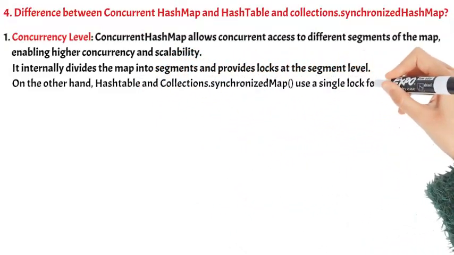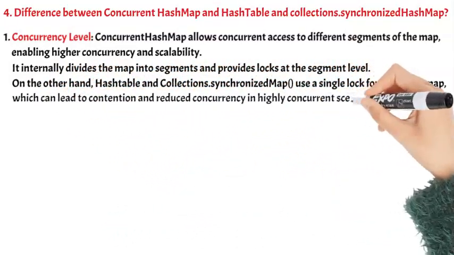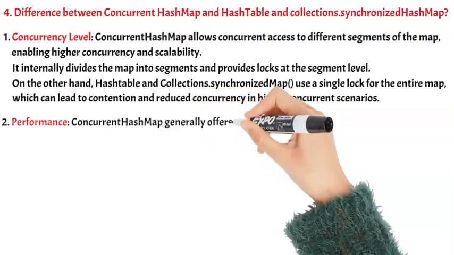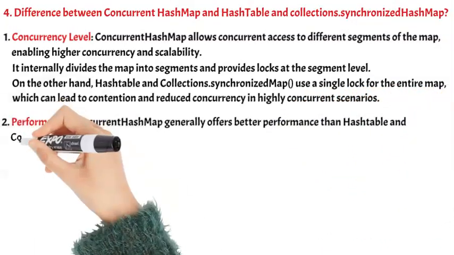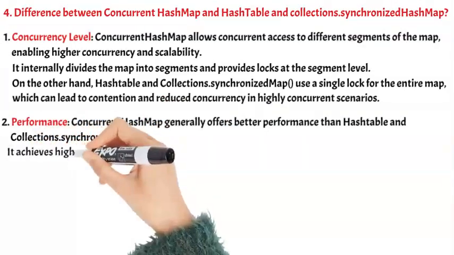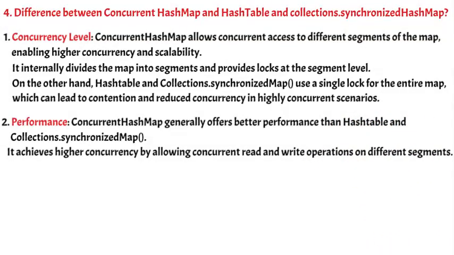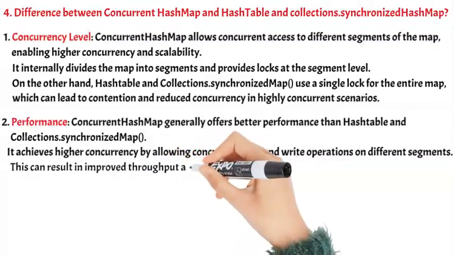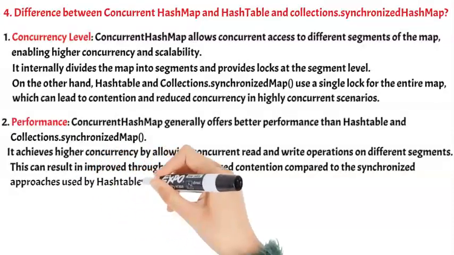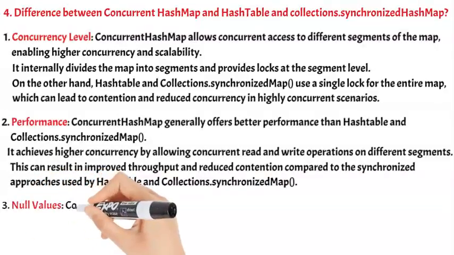synchronizedMap use a single lock for the entire map, which can lead to contention and reduced concurrency in highly concurrent scenarios. 2. Performance. ConcurrentHashMap generally offers better performance than Hashtable and Collections.synchronizedMap. It achieves higher concurrency by allowing concurrent read and write operations on different segments. This can result in improved throughput and reduced contention compared to the synchronized approaches used by Hashtable and Collections.synchronizedMap.